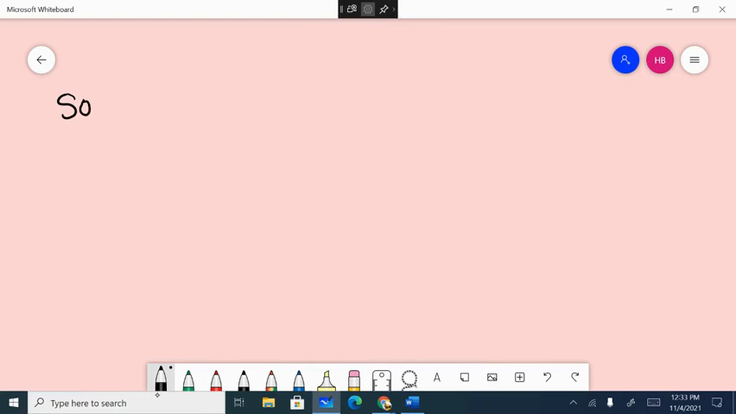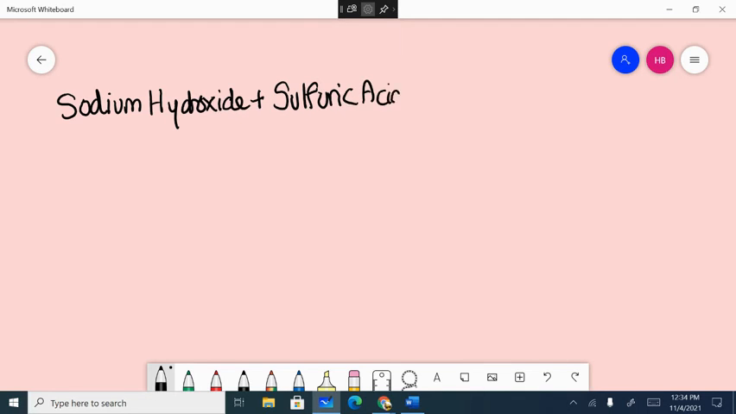Sodium hydroxide is added to sulfuric acid. And I get sodium sulfate and water.